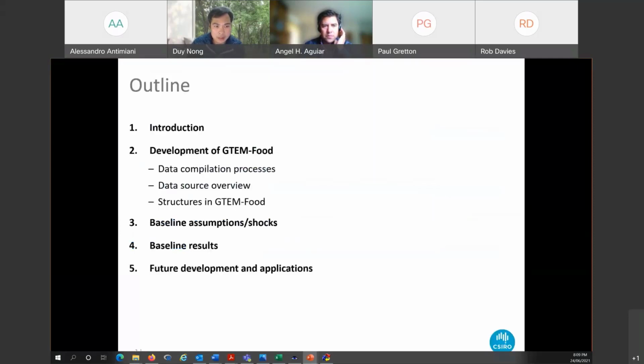There are 5 sections today. First of all, I talk about the research background and also the development of the GTAP model. After that, I will talk about the baseline assumption and the result. And finally, I will highlight some future development and application.